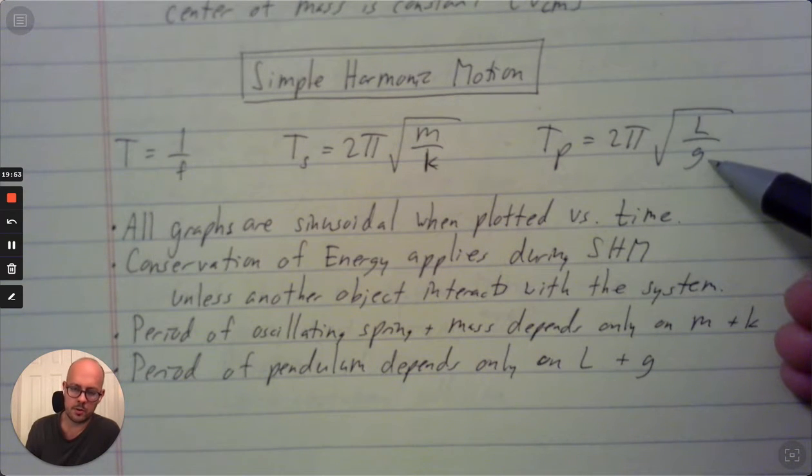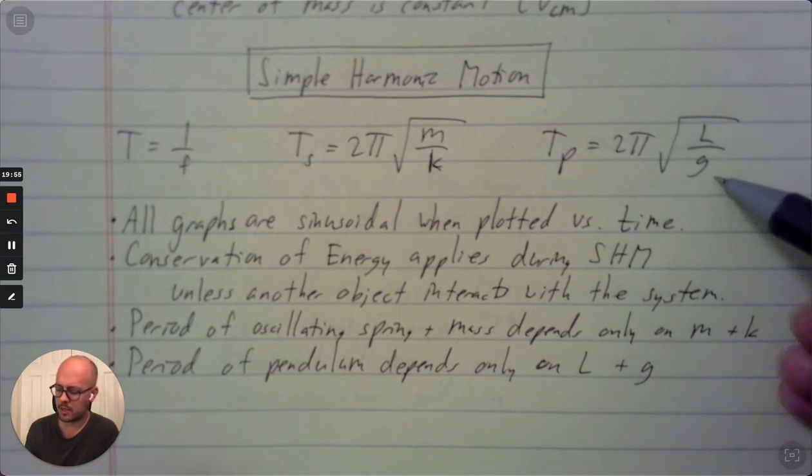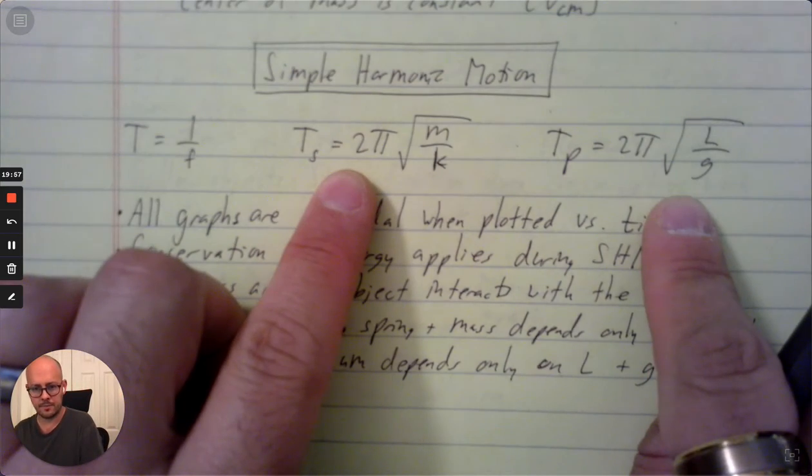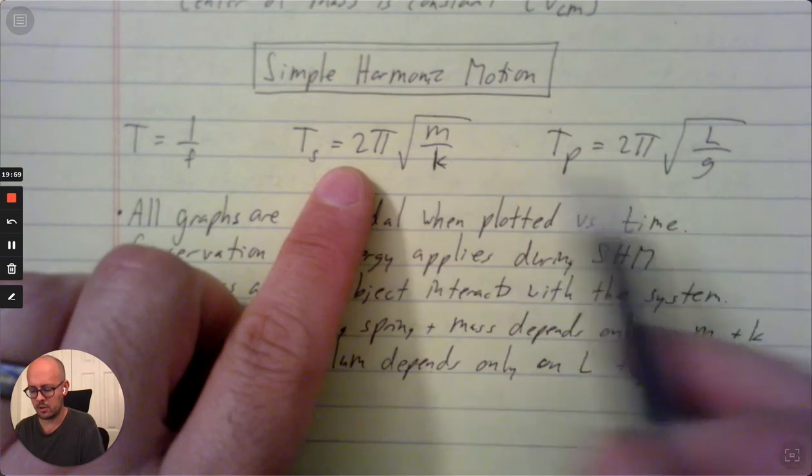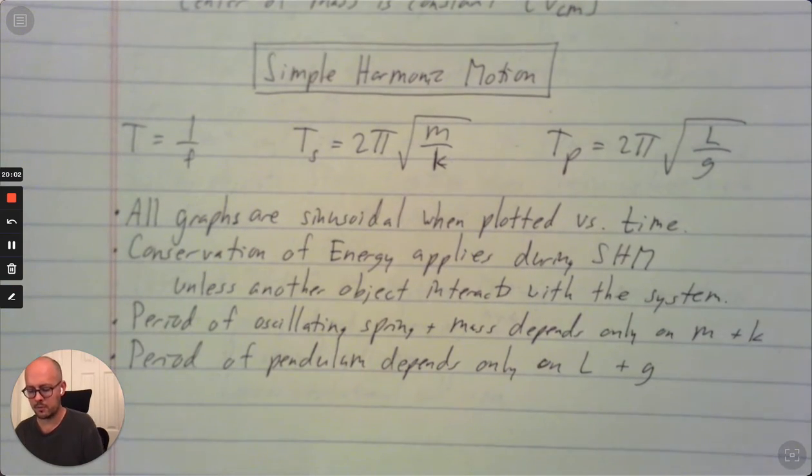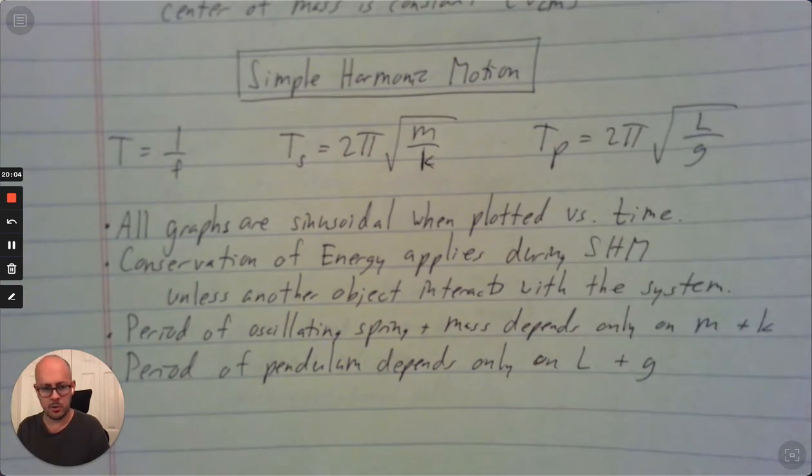There was a question we did, I think, in this unit about taking these two things to a different planet, and the spring would not change at all, but the pendulum would oscillate at a different rate in that simple harmonic motion.